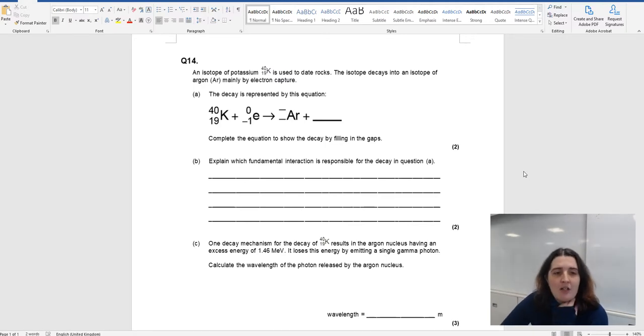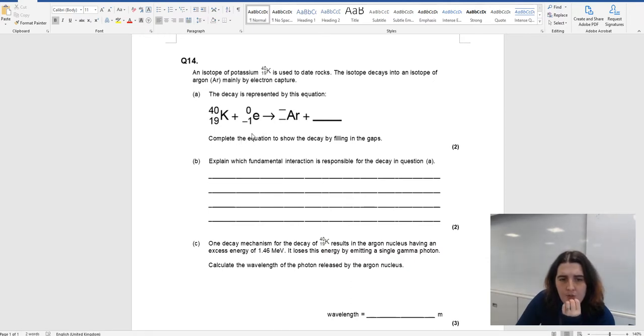Okay, so we've got here an isotope of potassium, 40-19, used to date rocks. This isotope decays into an isotope of argon, mainly by electron capture. This decay process is dictated by this equation here. Okay, so what happens here? An electron comes in here, and you make argon here. So it's all about adding on each side.